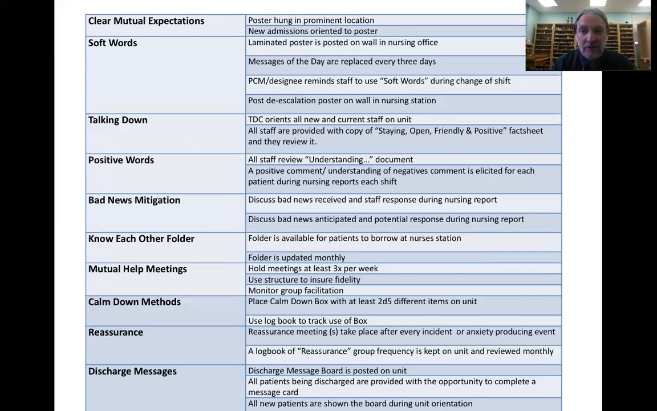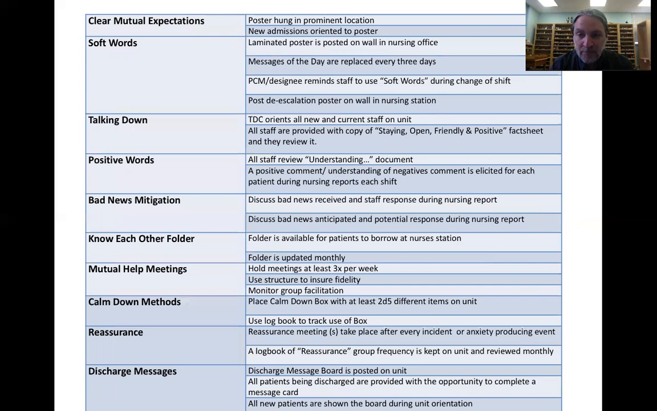Now, another important element of Safewards implementation is fidelity. How do we know that a given intervention has actually been done? So what you have here is a list of all of the Safewards interventions and suggested fidelity implements, and this is from their literature. So if you were going to do a review and go through the unit and see, okay, well, where is that clear mutual expectations poster? Is there a process by which new people get to see that poster? If there's a calm down box, then where are the elements in that calm down box?